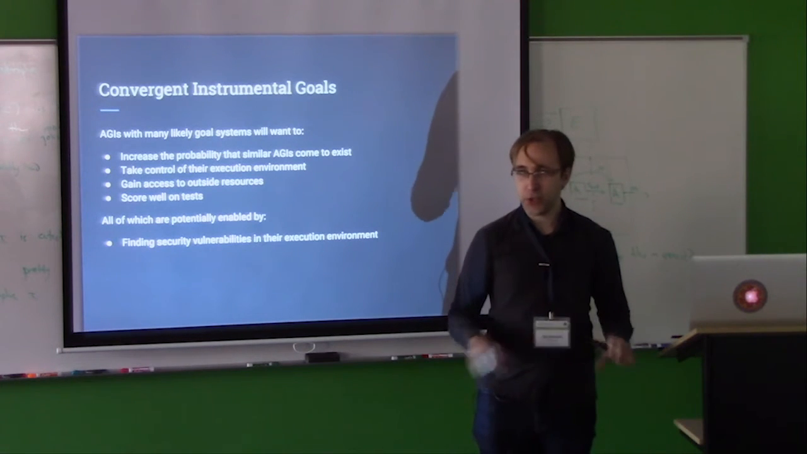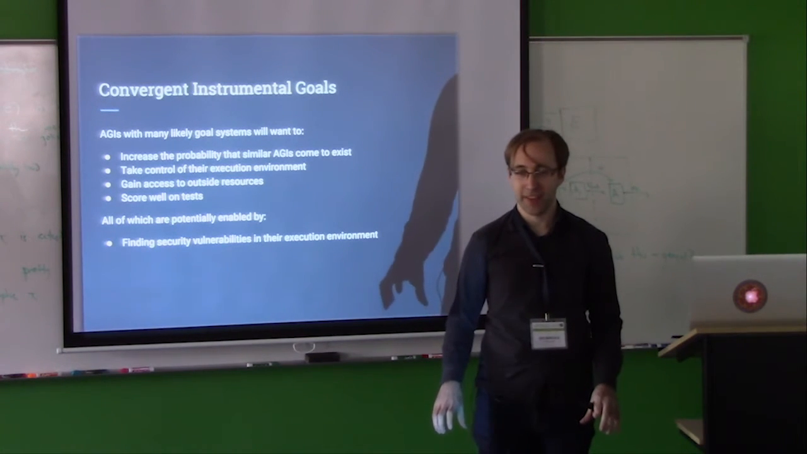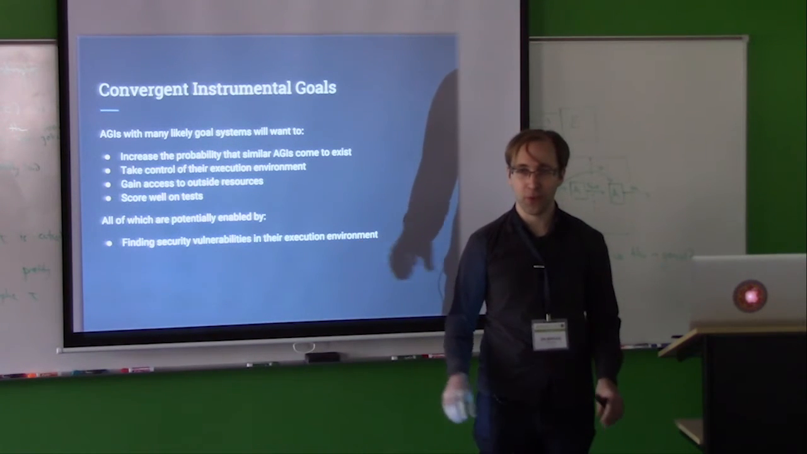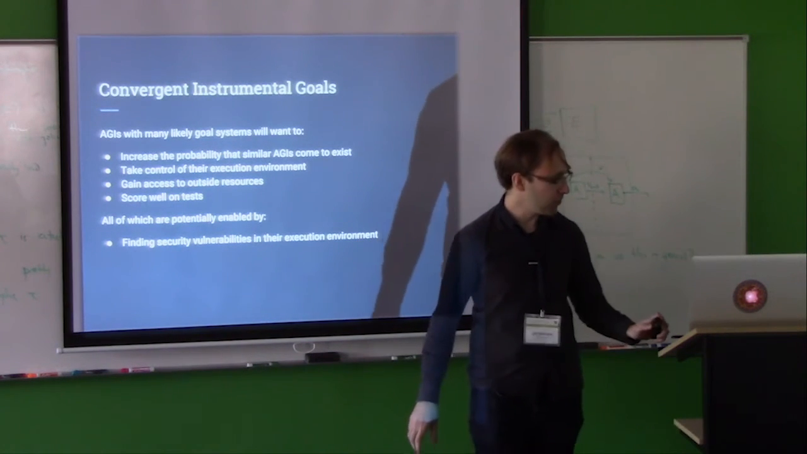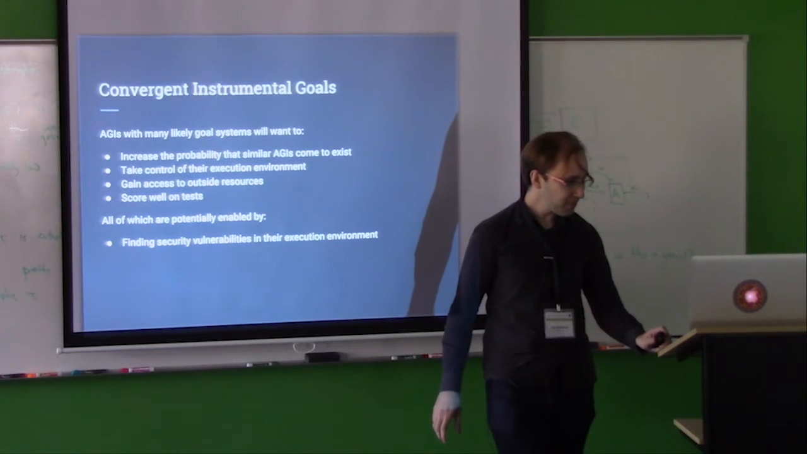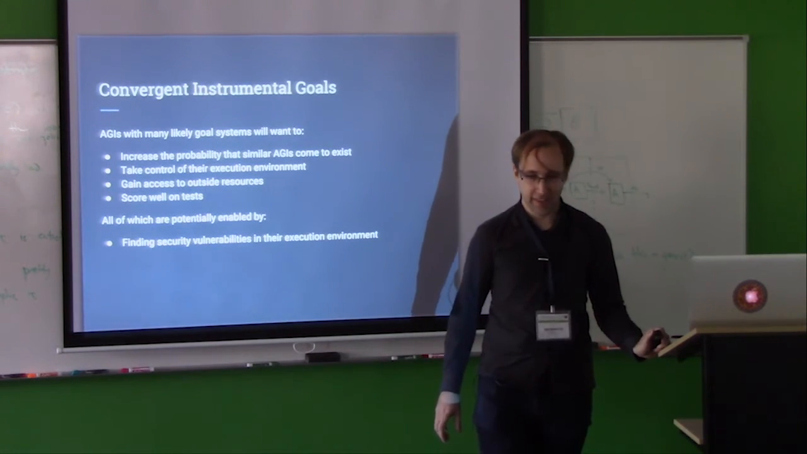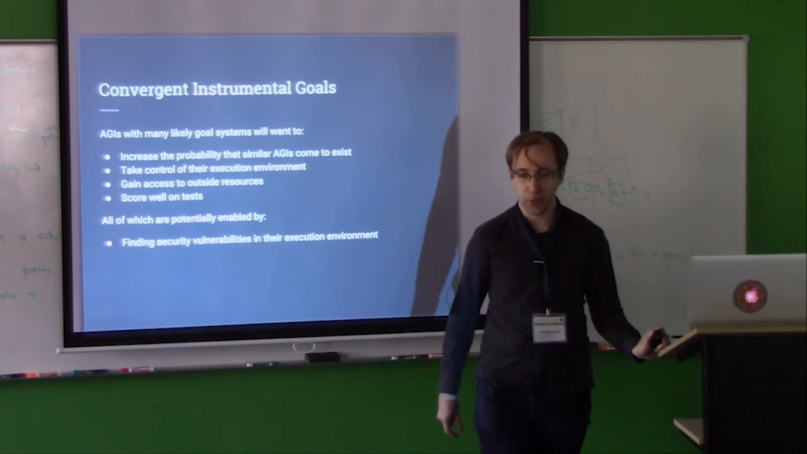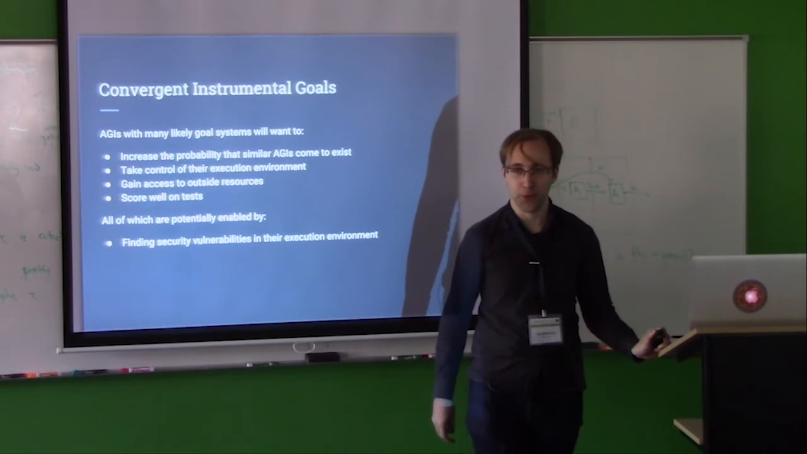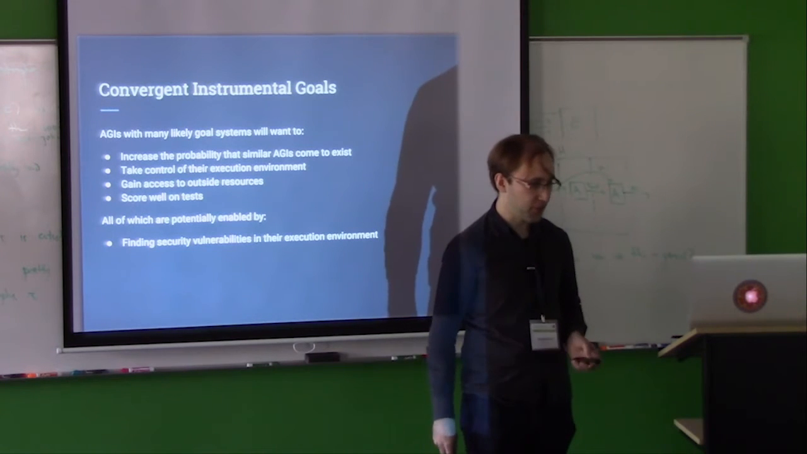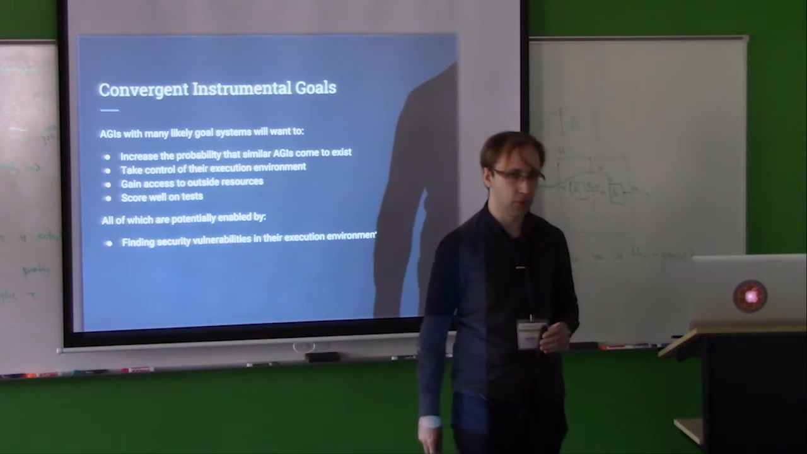But if there's two AGIs with different incentives, then it can report catastrophic errors only so long as they're maintaining those separate utility functions. And for all of these instrumental goals, it helps to find security vulnerabilities that let it break constraints that the environment is trying to impose on it.